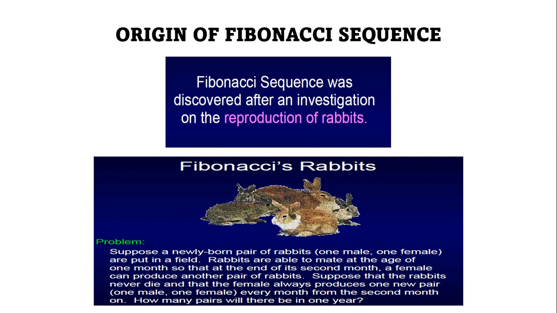Suppose that the rabbits never die and that the female always produces one new pair, which is one male and one female, every month from the second month on. How many pairs will there be in 1 year? So that is the question. So if you're going to look at it, 12 months. Okay, so what is the answer for this?